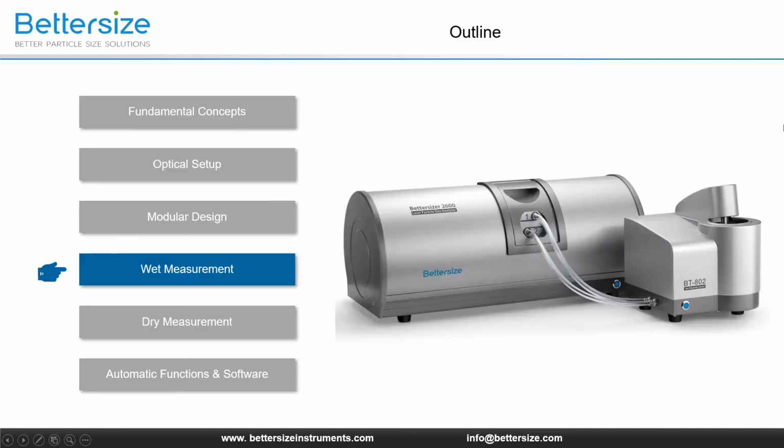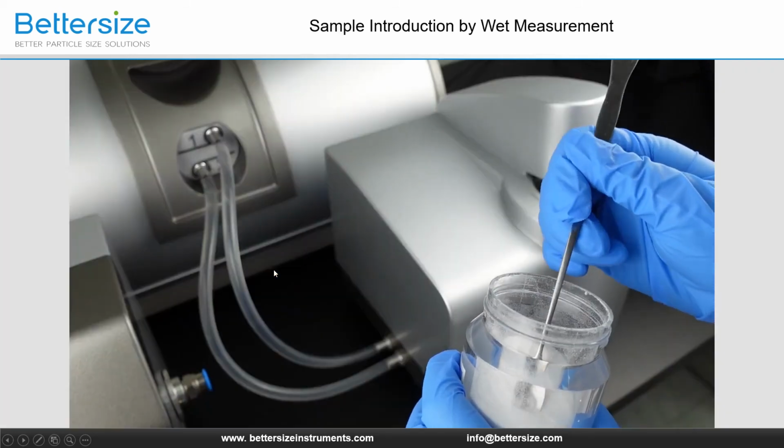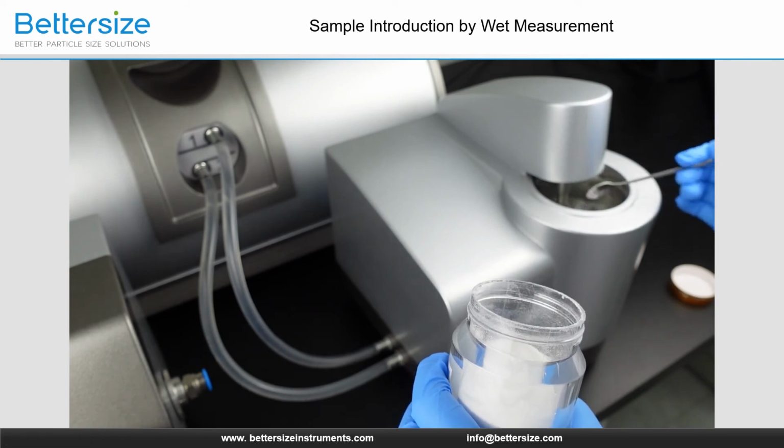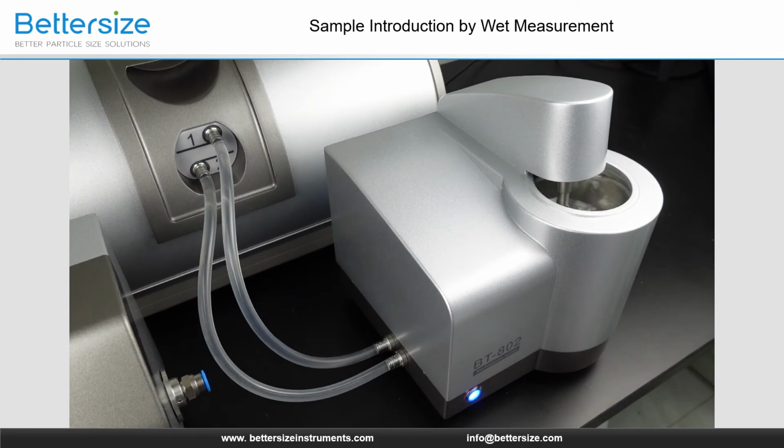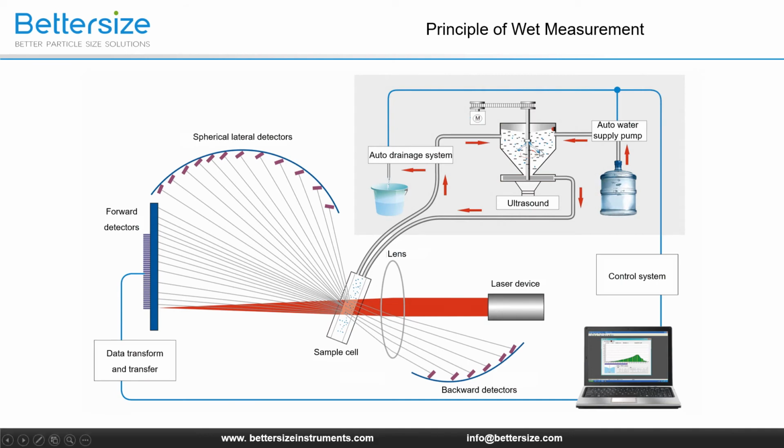Now, I'm going to explain how the Bettersizer 2600 completes a wet measurement and some important notes that you should know. When performing a wet measurement, the first step is to introduce the sample into the dispersion module. Add a small amount of sample a few times by yourself, and the analyzer will take over the rest of the work. How does the wet measurement work? With the recirculator stirring, the liquid circulates, and the sample dispersed in the liquid is transported to the sample cell. When passing through the sample cell, the particles are irradiated with a laser to produce a specific scattering spectrum, which is received by many detectors. Then, the light signals are converted into electrical signals and transmitted to the software for calculation. Finally, the particle size distribution of the sample is provided.